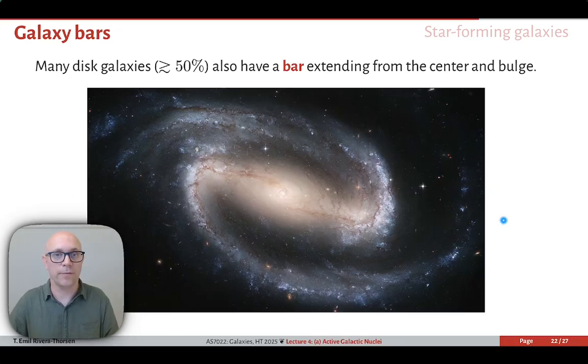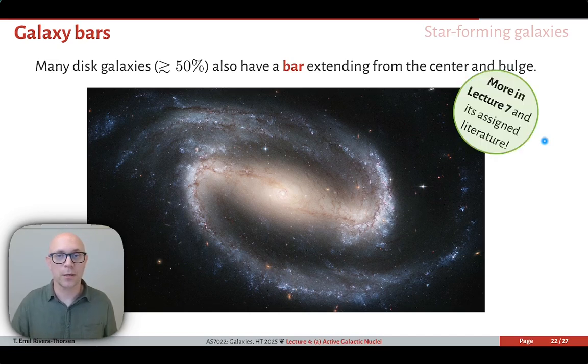Here we have a very, very beautiful example of a very strong, large barred galaxy. I don't have much more comments about that, except this is what it looks like. That thing I just talked about before. Isn't it pretty? We'll be talking more about bars in lecture 7 and in its assigned literature.